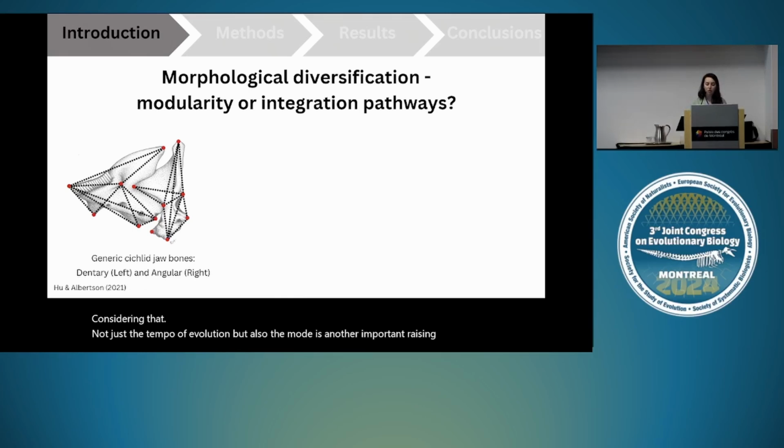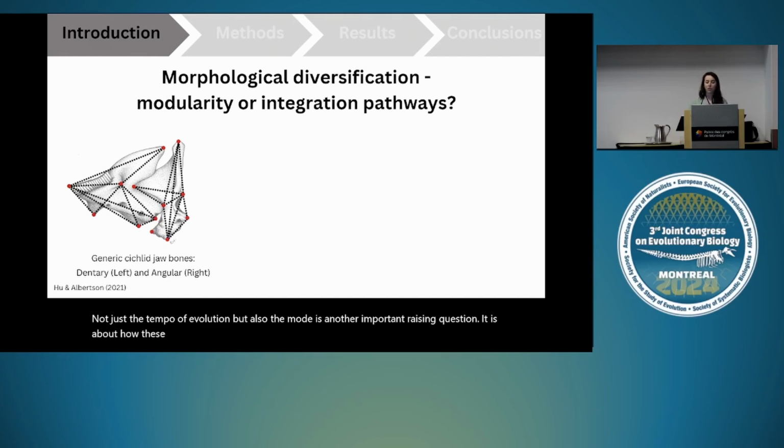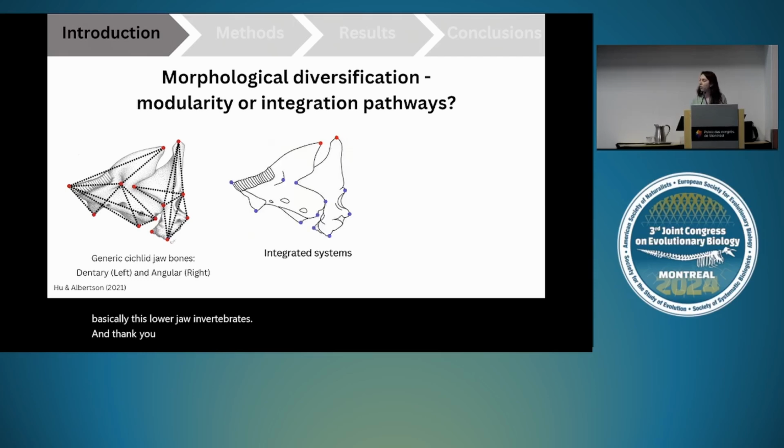It is about how these adaptations evolve, whether via modularity or integration. Briefly, morphological structures can be considered as modules, like here, the dentary and the articular-angular. If you are not a fish biologist, you probably have difficulty understanding what these bones are, but basically this is the lower jaw in vertebrates. And thank you to Howard, because he produced this wonderful GIF to help you understand what this kind of system is.